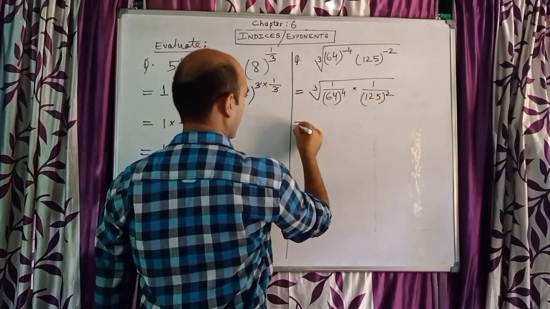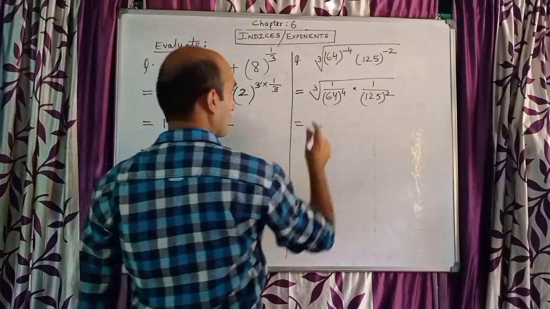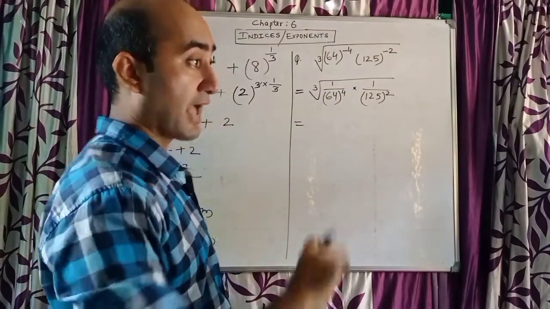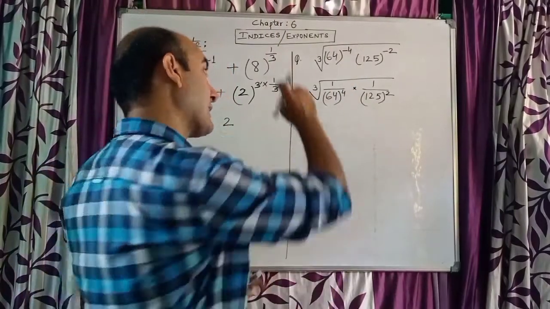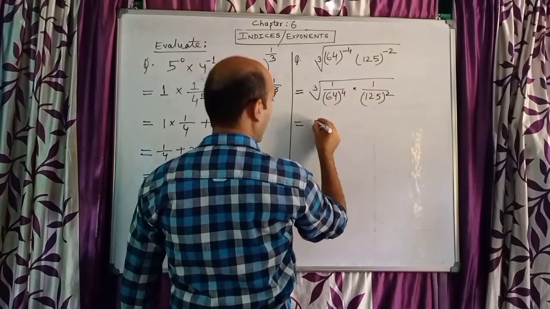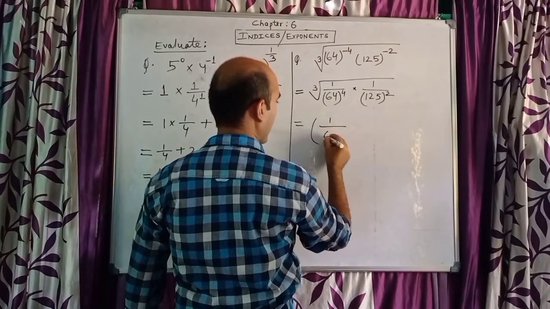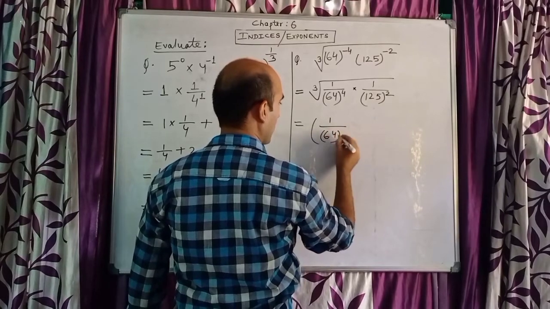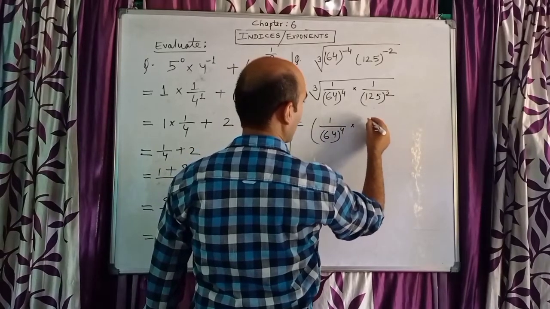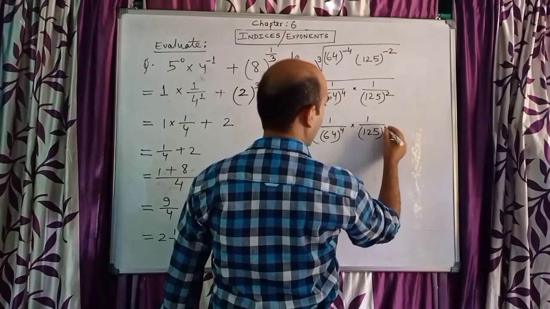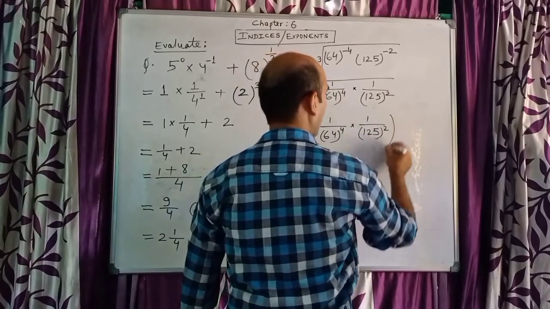Next, you can do one thing: you make this cube root as a fraction of 1 by 3 and remove the root over. So I am going to remove the root over, and my result will be (1 by 64 to the power 4 into 1 by 125 to the power square), and bracket close.